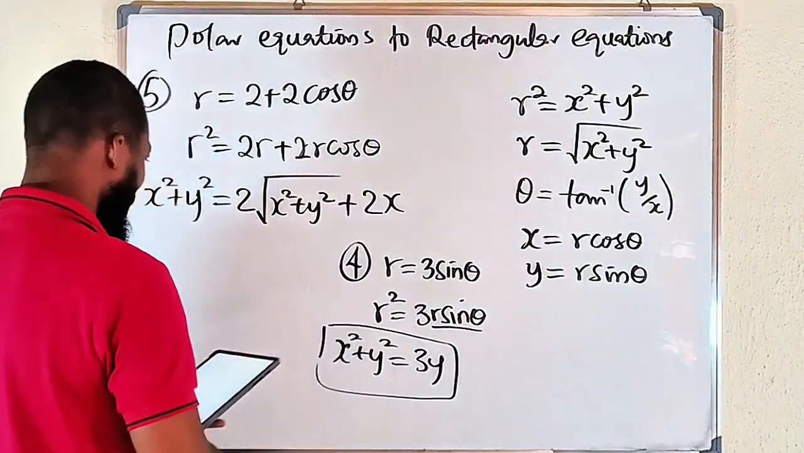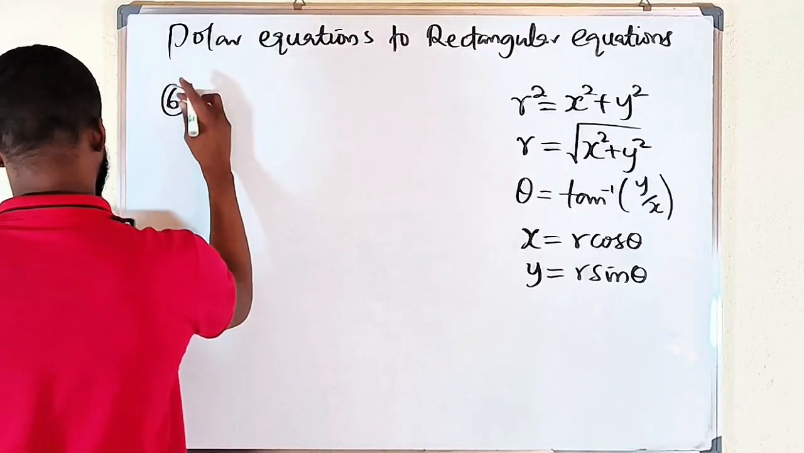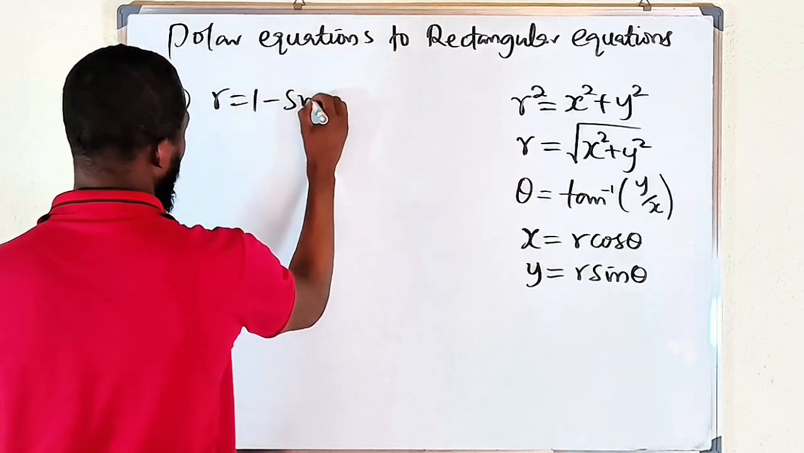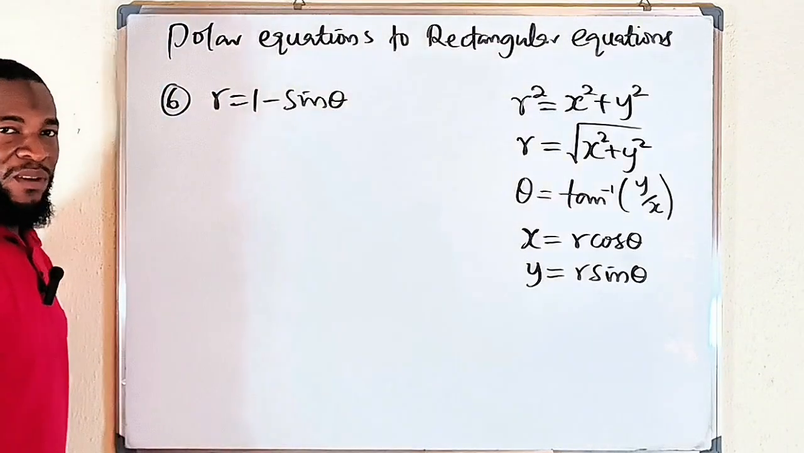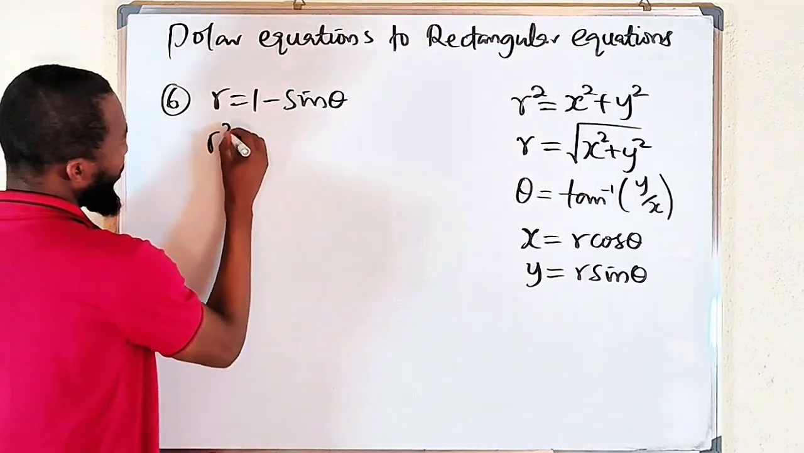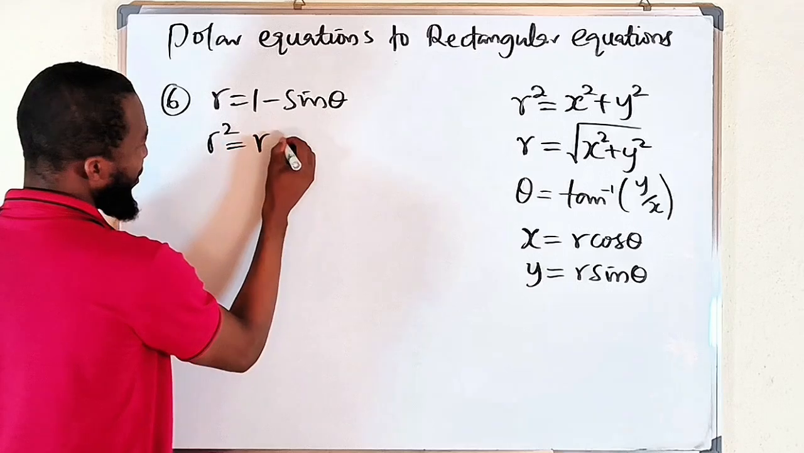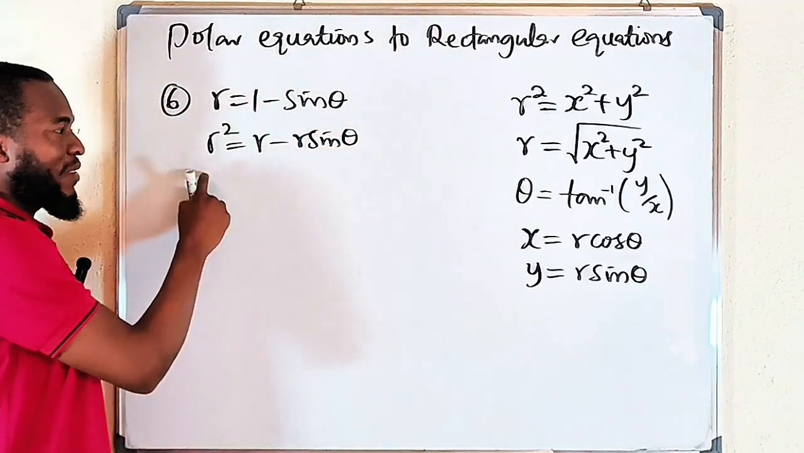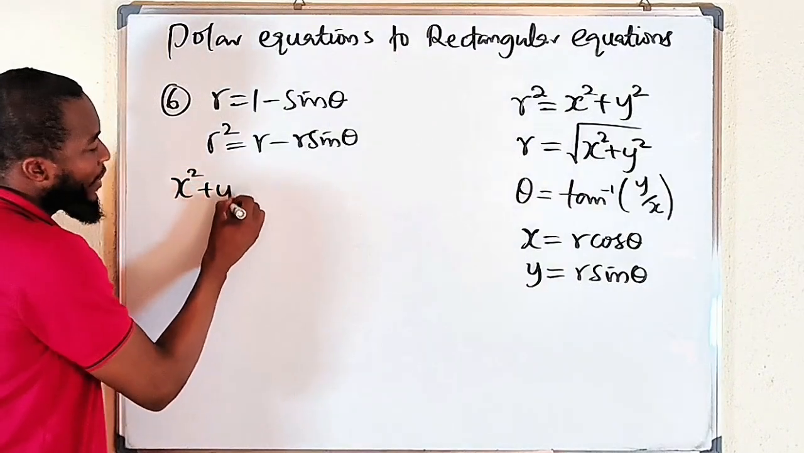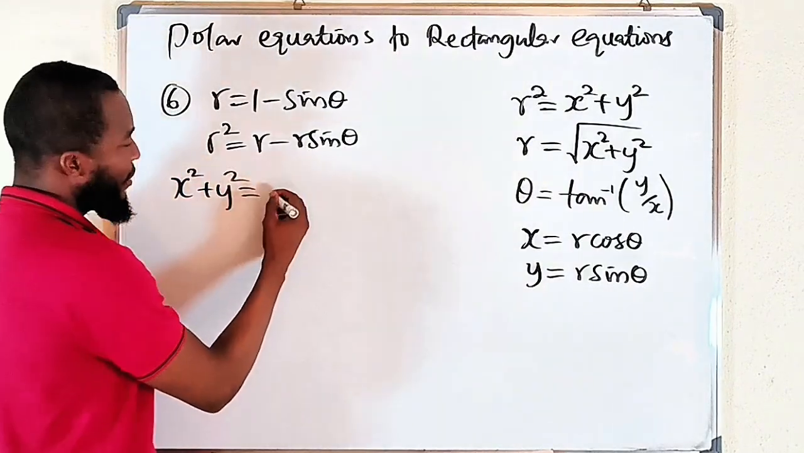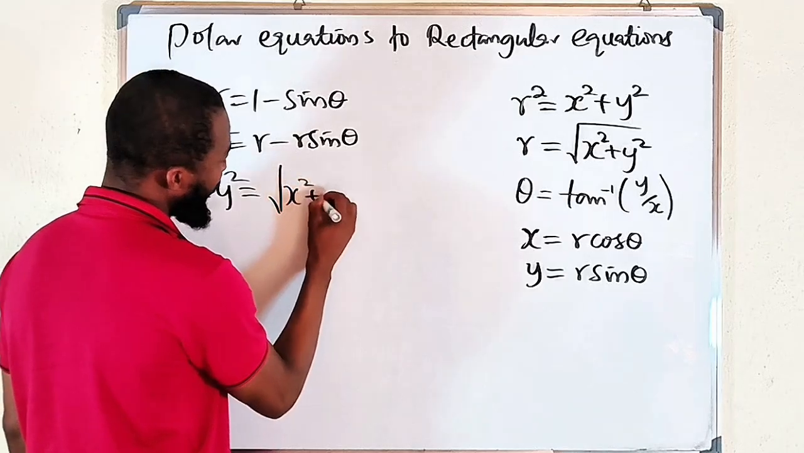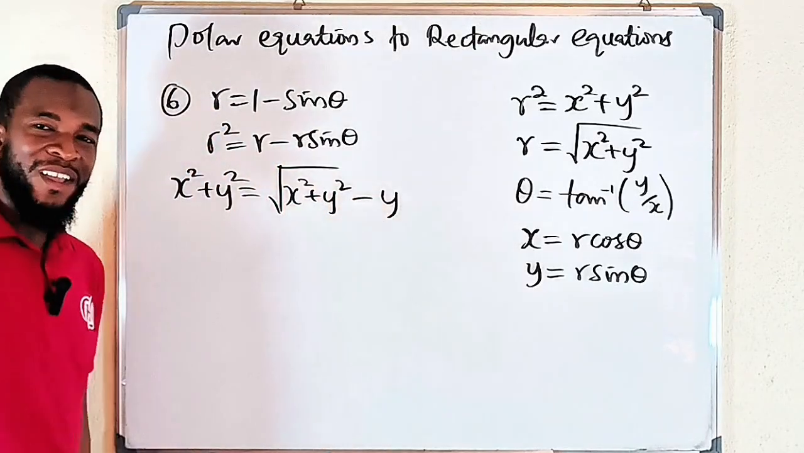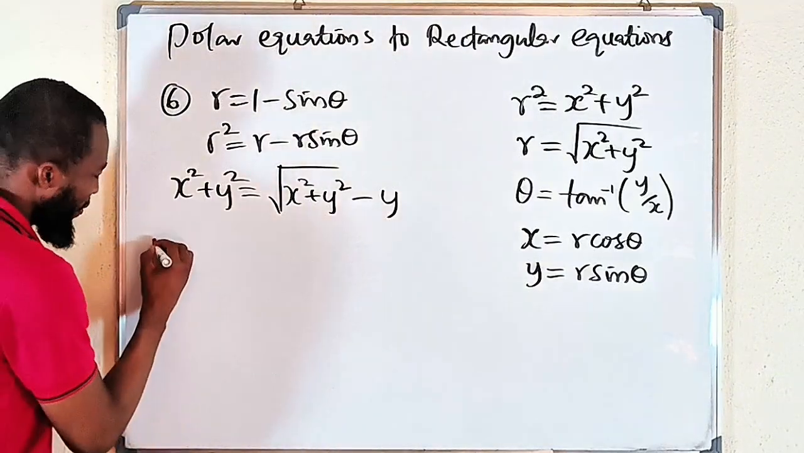Question number 6. We have r equal to 1 minus sine theta. We're going to do the same thing. Multiply by r. We have r squared equal to 1 times r is r minus r sine theta. This is x squared plus y squared equal to r, which is the square root of x squared plus y squared, minus r sine theta, which is y. As simple as that.